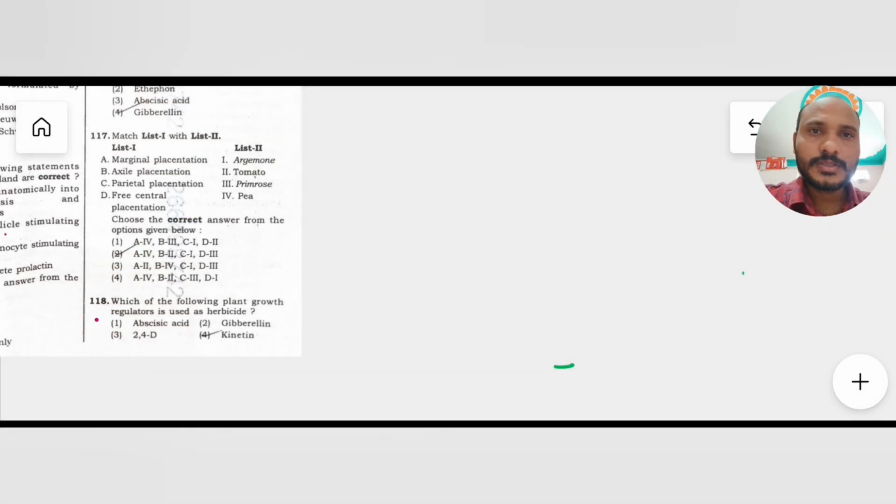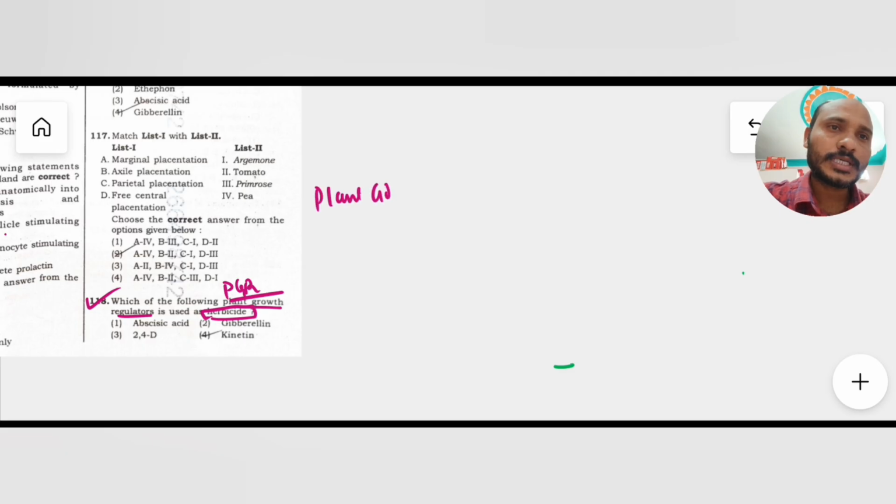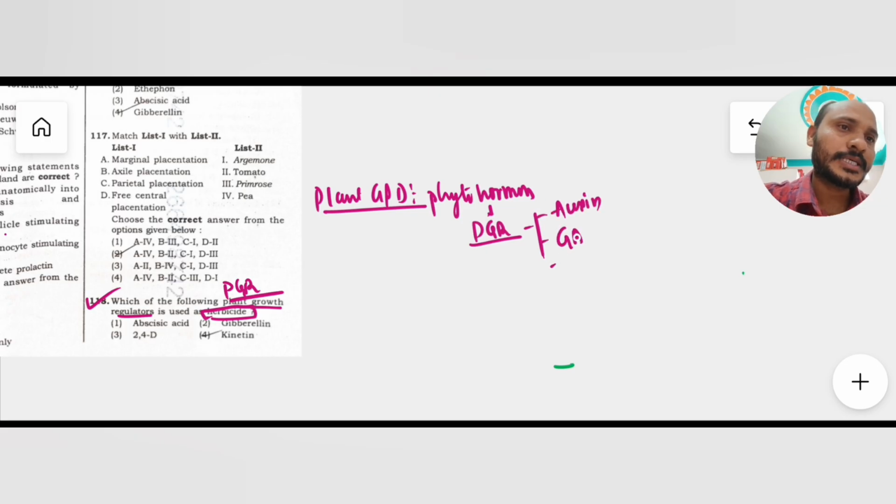Yes. Question 118: which of the following plant growth regulators, PGR, is used as a herbicide? Very important. This question is framed from the topic plant growth and development, where we focus on phytohormones, mainly plant growth regulators. We just discussed the important plant growth regulators, like auxin, gibberellic acid and cytokinin. Here, we mostly use auxins as herbicides.